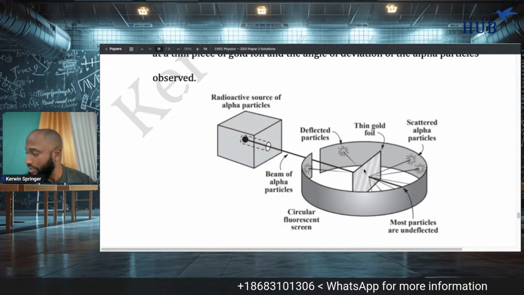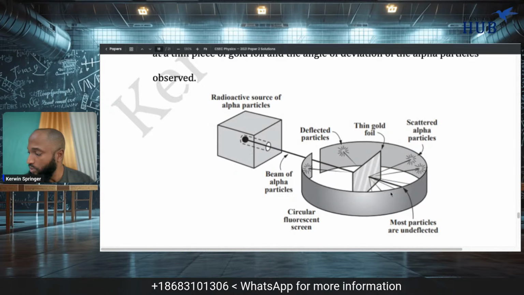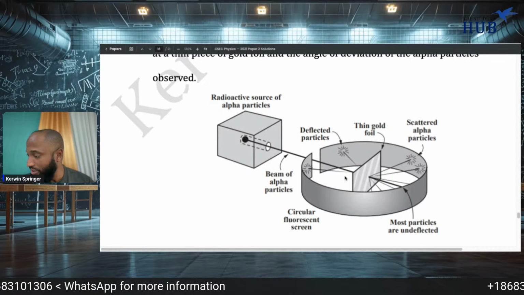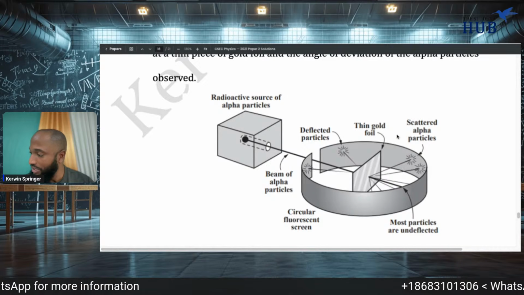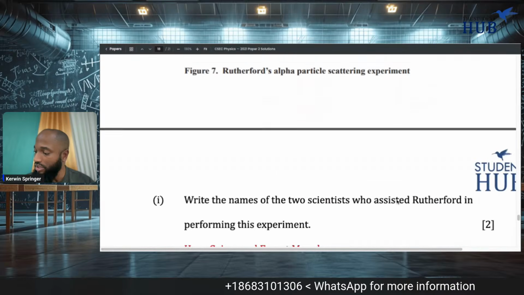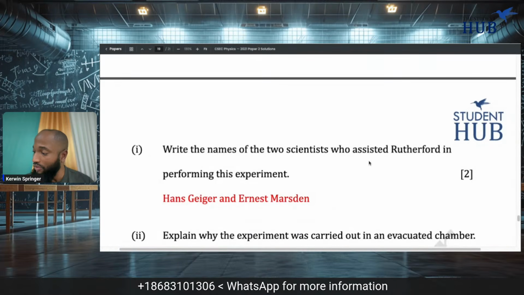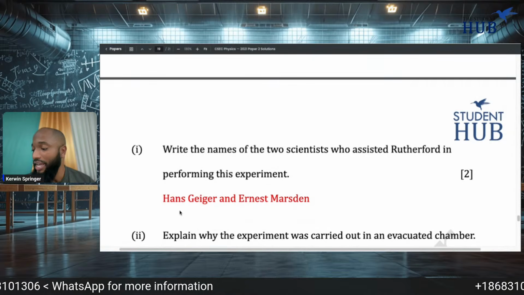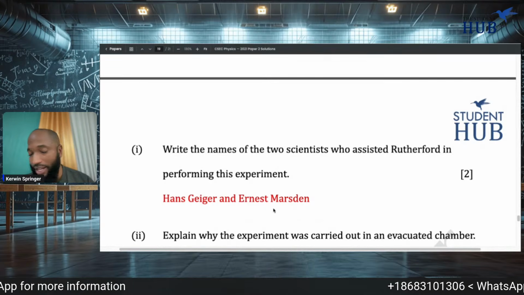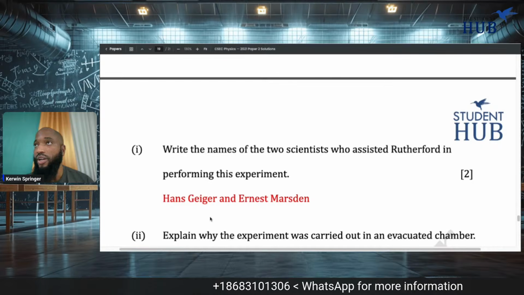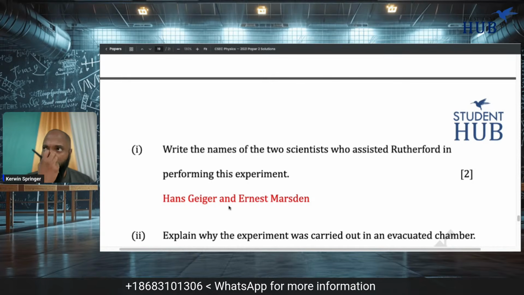Beam of alpha particles going through. Most particles pass through undeflected. Some are deflected, some are reflected back at high speeds. Thin gold foil. This is zinc sulfide. You're good to go. Write the names of the two scientists. That was wickedness because real people get this wrong, so make sure you know this. Hans Geiger and Ernest Marsden, sorry. Make sure and learn these names.